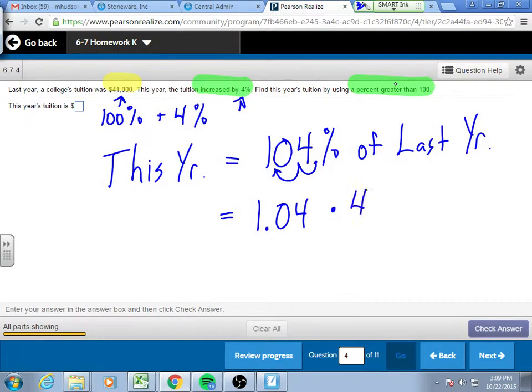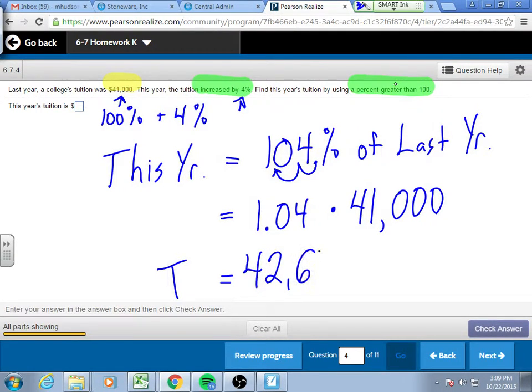Last year's tuition was 41,000. Oh, it was not 100. It was just 41,000. When I compute that, 1.04 times 41,000, sorry, I get that this year's tuition, we'll just call it T, is $42,640. It is more expensive than last year by 4%.